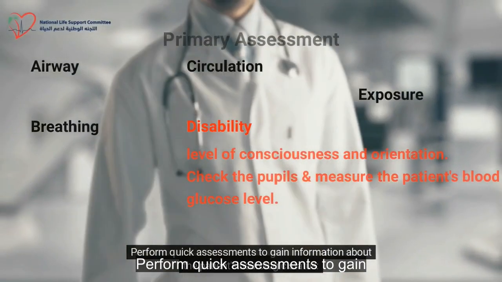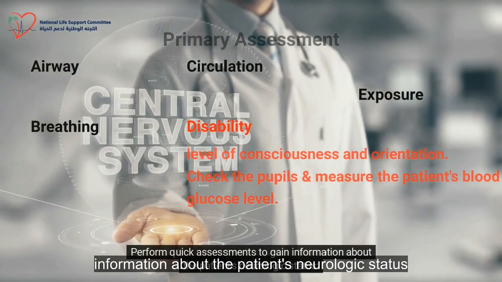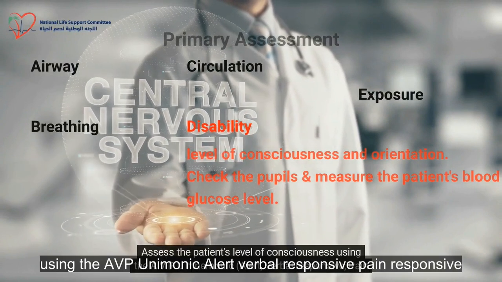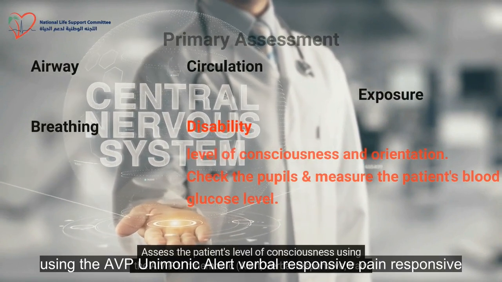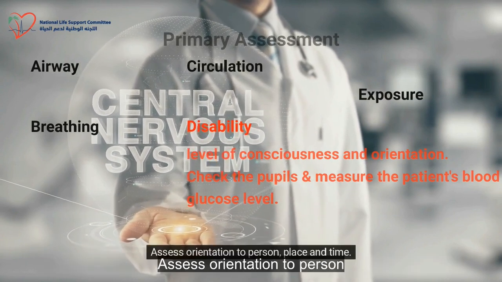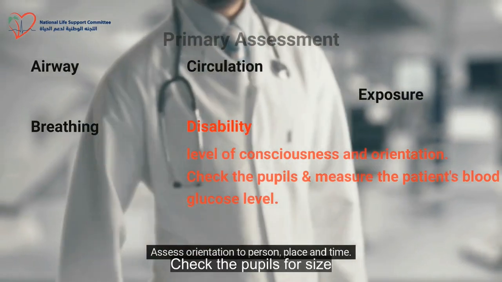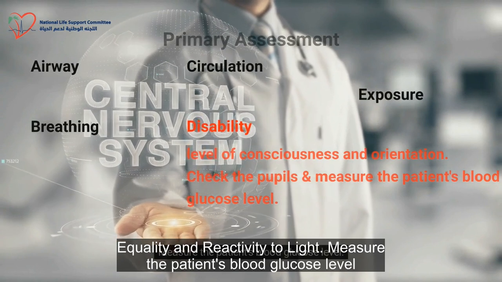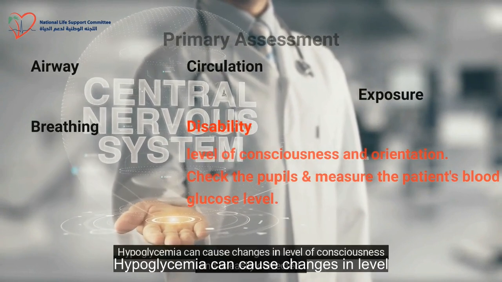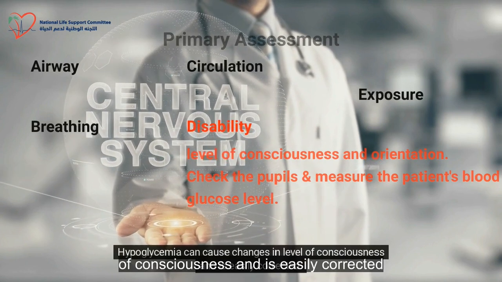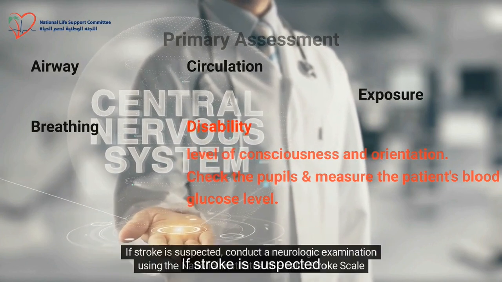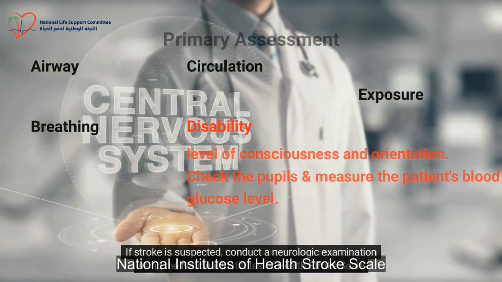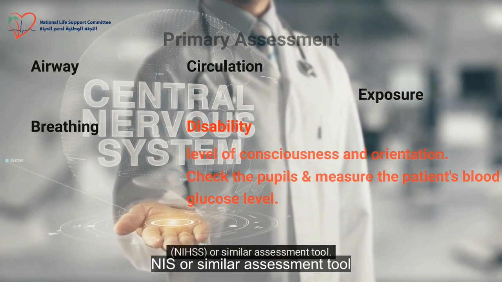Perform quick assessments to gain information about the patient's neurologic status. Assess the patient's level of consciousness using the AVPU mnemonic: alert, verbal responsive, pain responsive, unresponsive. Assess orientation to person, place, and time. Check the pupils for size, equality, and reactivity to light. Measure the patient's blood glucose level. Hypoglycemia can cause changes in level of consciousness and is easily corrected. If stroke is suspected, conduct a neurologic examination using the National Institutes of Health Stroke Scale, NIHSS, or similar assessment tool.